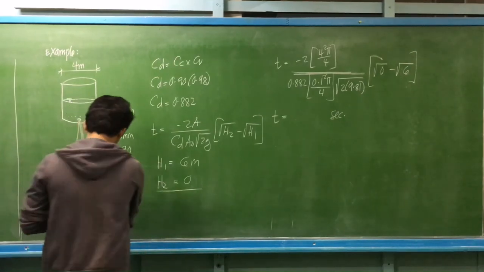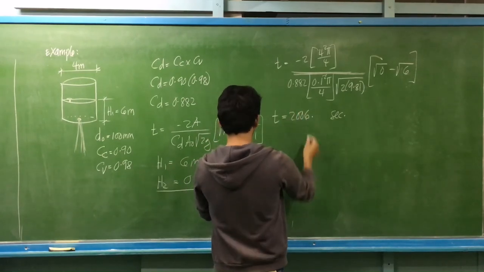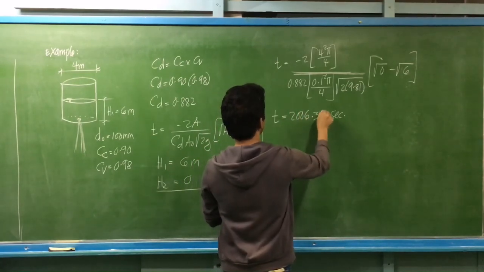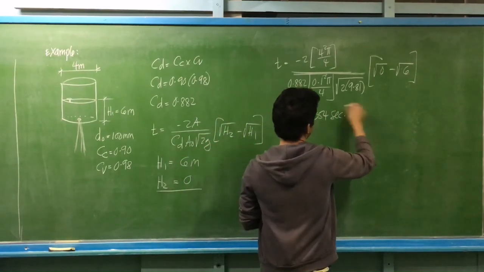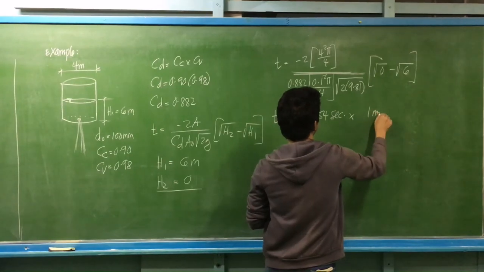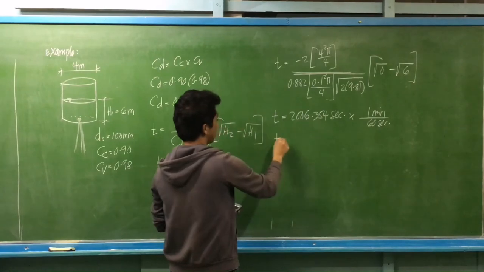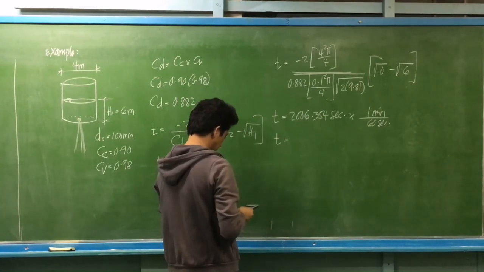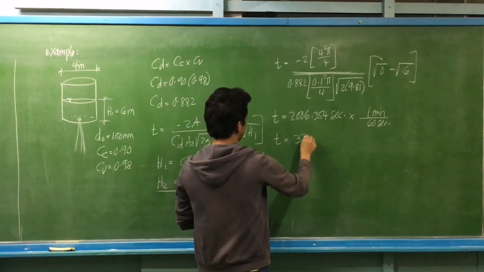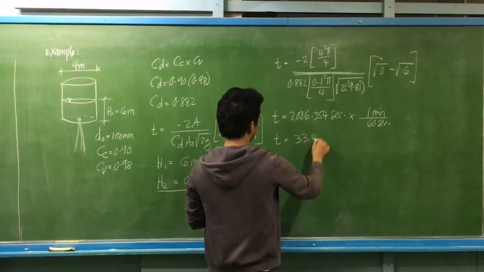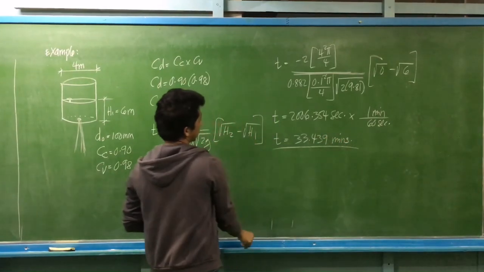So this is equal to 2006.354 seconds. Let's convert it to minutes. 1 minute is 60 seconds. So the time in minutes, this is divided by 60. This is equal to 33.439 minutes. Alright, so let's double check.